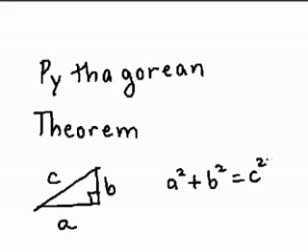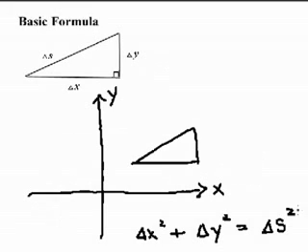We're going to utilize the Pythagorean theorem, which tells us that the length of a hypotenuse is calculated by the formula: the sum of the squares of the legs equals the square of the hypotenuse. So you see, we can use a right triangle to calculate the length of delta s, which is the line segment that's used as part of the approximation of the curve length.